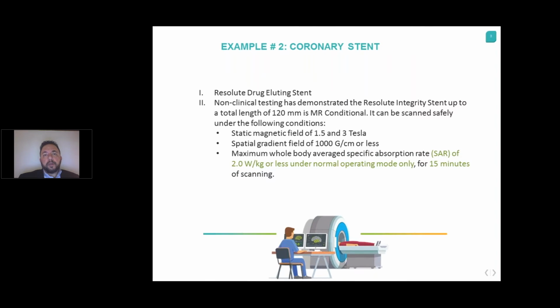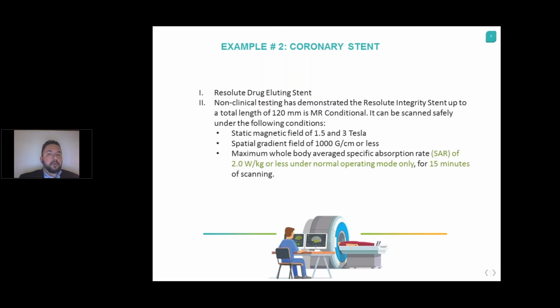Moving on to a routine, let's say, coronary stent, like the Resolute drug-eluting stent. This Resolute Integrity stent, total length of 120 millimeters, is MR conditional. And again, these are MR conditional guidelines set forth by those that have tested these devices and established by the manufacturer guidelines. Static magnetic field 1.5 or 3T, gradient field of 1,000 Gauss per centimeter.